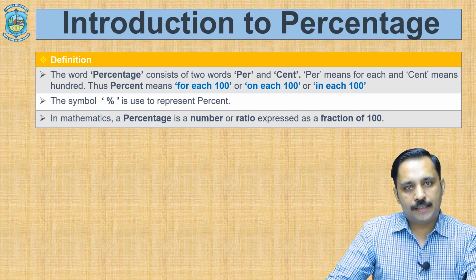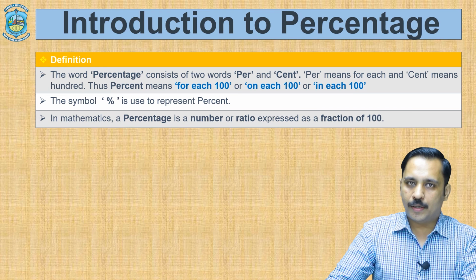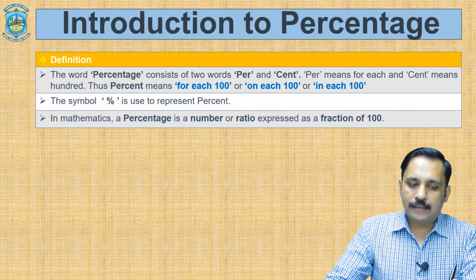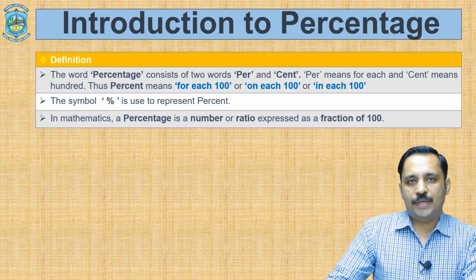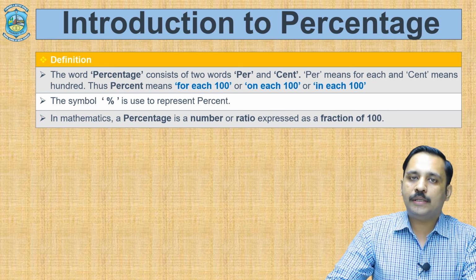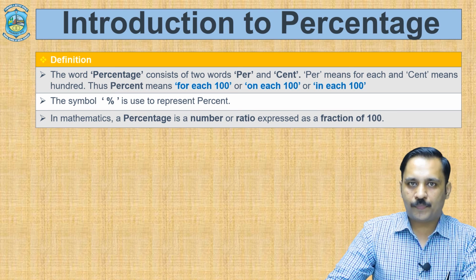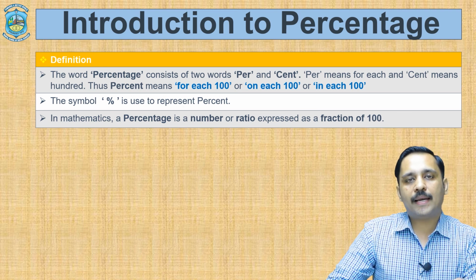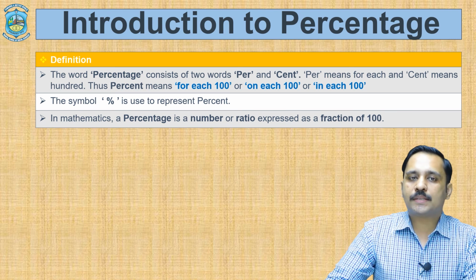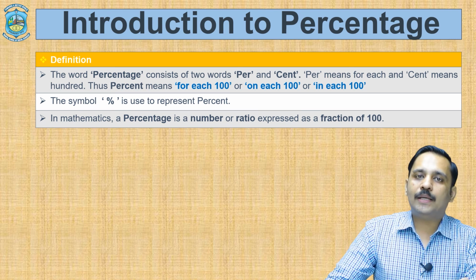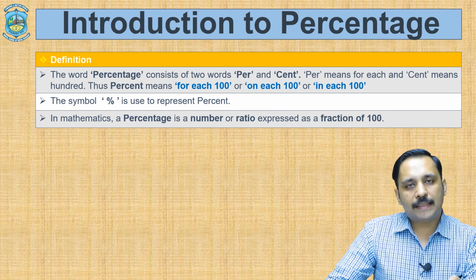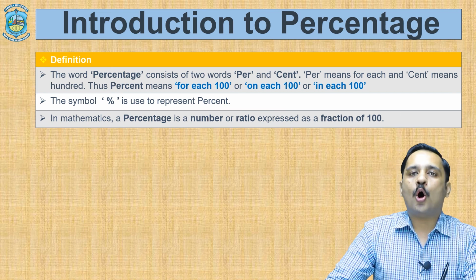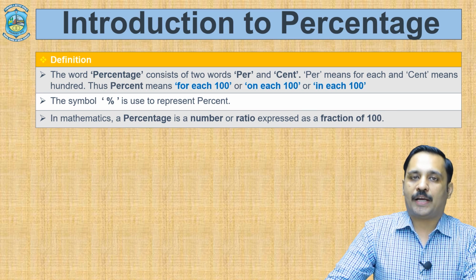Let us look at the definition of percentage. The word percentage is consisting of two words, per and cent. Per means each and cent means 100. Thus, we can say that percentage means for each 100 or on each 100 or in each 100. If we calculate the value of a particular thing in terms of per hundreds, we call that value as a percentage. We use the symbol of percentage to indicate that the value is a percentage value. In mathematics, a percentage is a number or a ratio which is expressed as a fraction of 100.